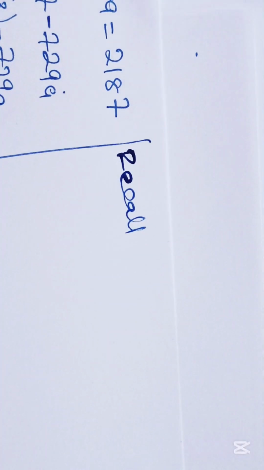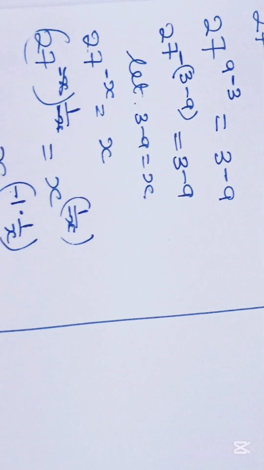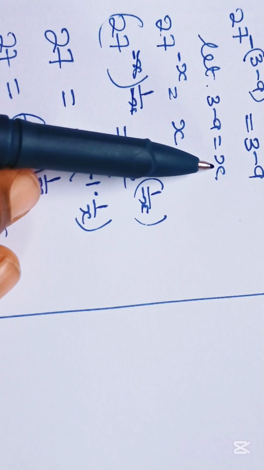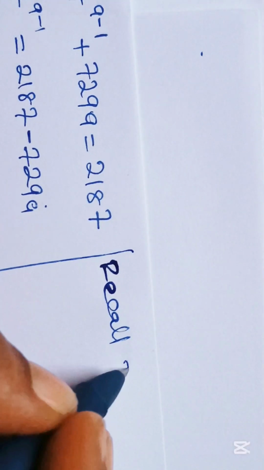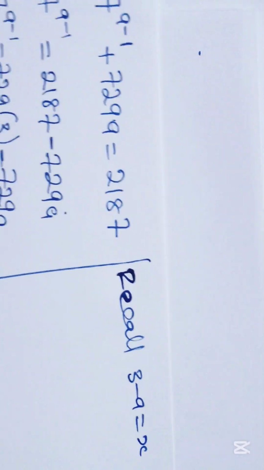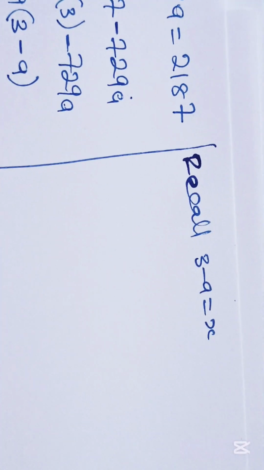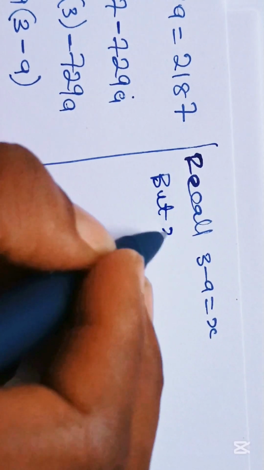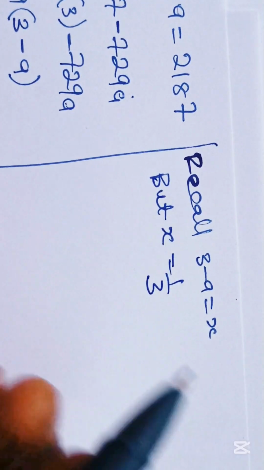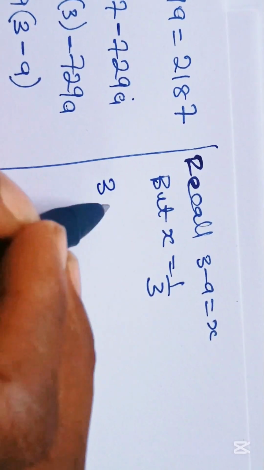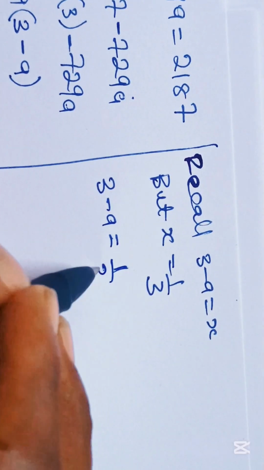So recall, let's get to where we made a statement that says let 3 minus a equal x. So we now have x equal to 1 over 3. But x is equal to 1 over 3. Therefore, we can replace this x with 3 minus a in order to get the value of a. So we have 3 minus a is equal to 1 over 3.